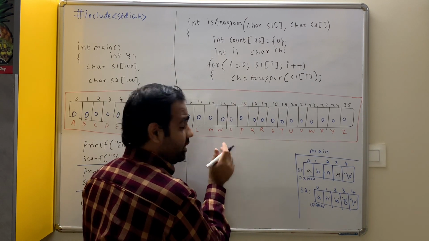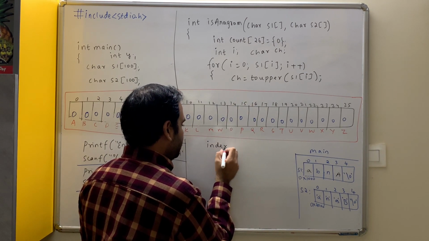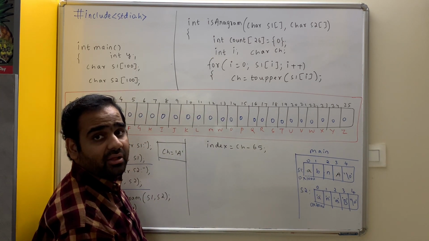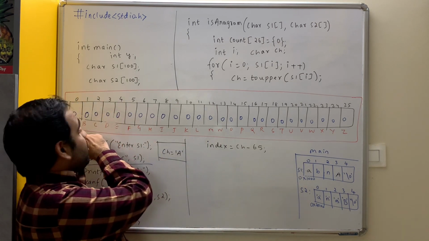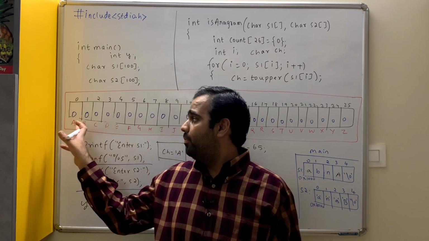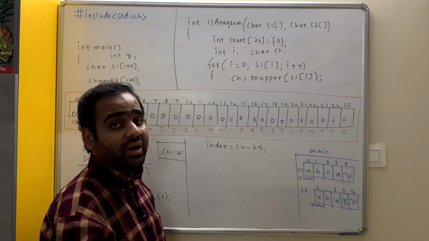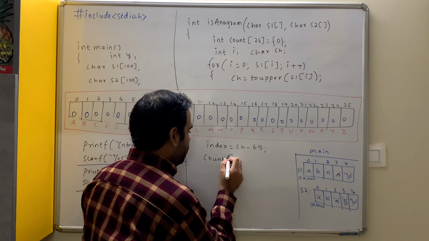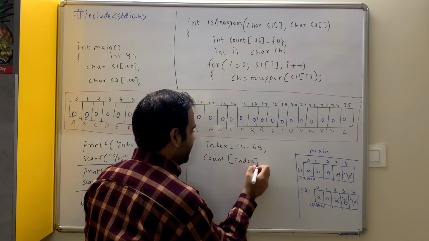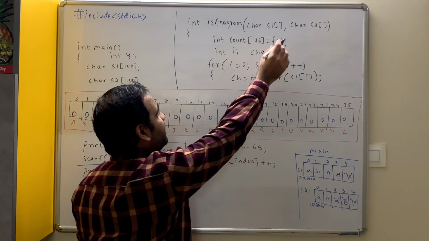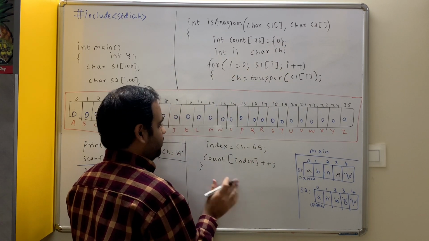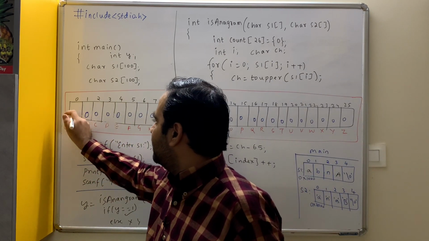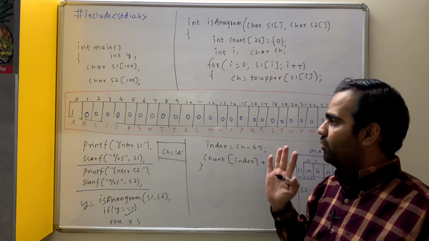I am continuing the code here. Now we say index is equal to ch minus 65. Now ch is uppercase A, minus 65 will be 0. That means A is mapped to index 0. You have to go to index 0 and increment the count. Therefore, what do I write? count of index plus plus. So we declare a variable int index, and count of index plus plus, and this is the end of the for loop. Now the value of index is 0. Count of 0 plus plus means the value will become 1 because the array name is count.